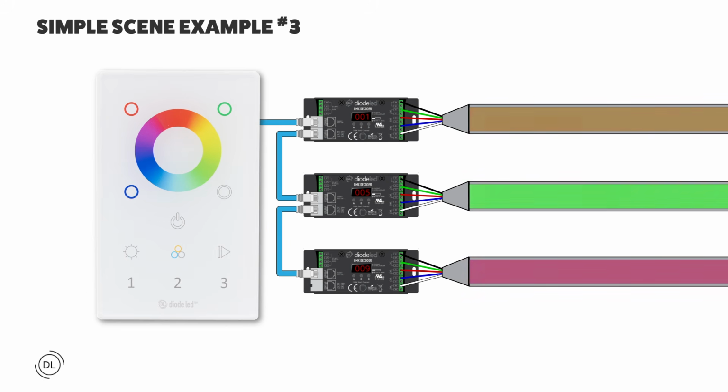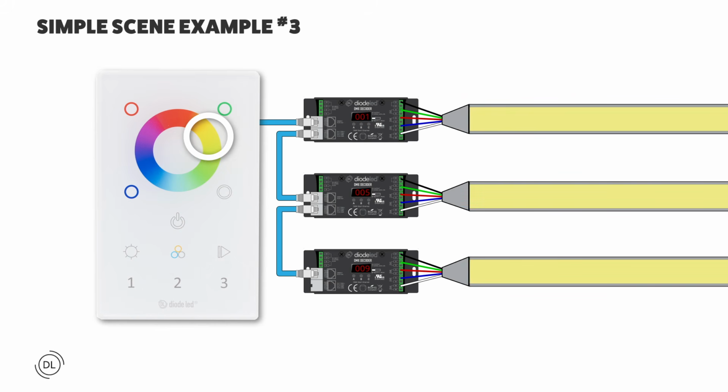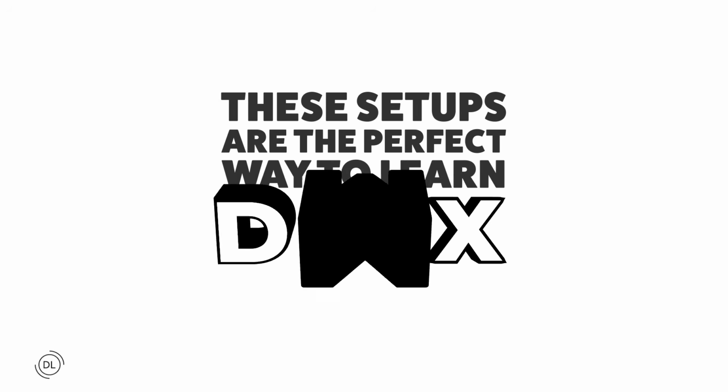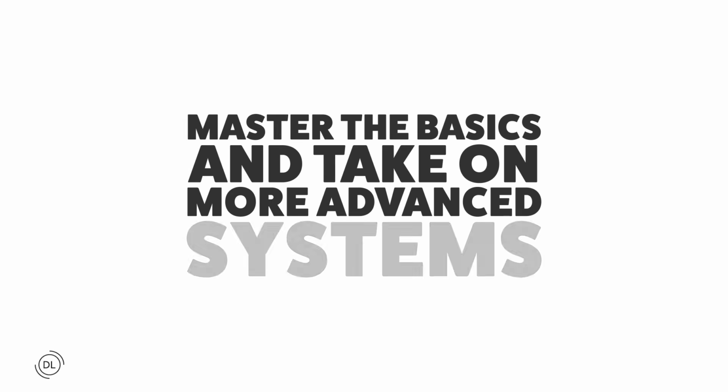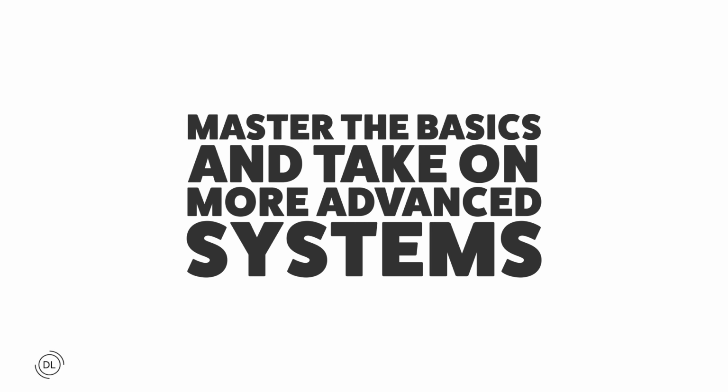Let's look at a third example. Click Zones 1, 2, and 3 quickly on the DMX Wi-Fi wall mount controller and select a color. When you press on all 3 quickly, the zones sync to the same color, even though each DMX decoder is addressed differently. These setups are the perfect starting point for learning DMX lighting control. By mastering the basics, you'll be ready to confidently take on more advanced systems.